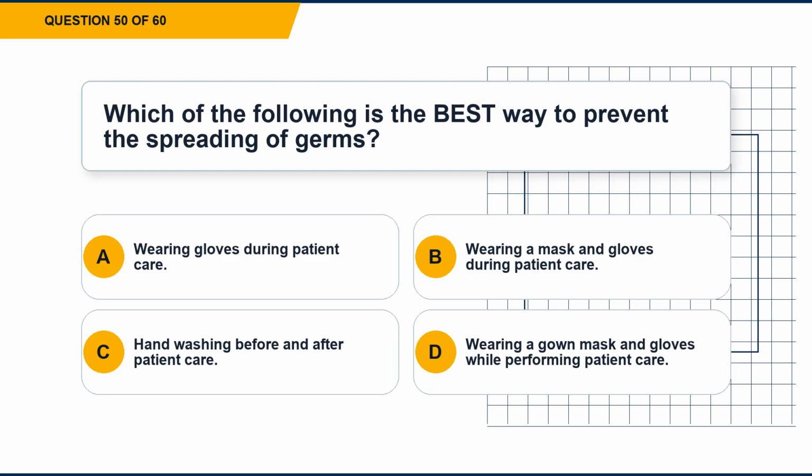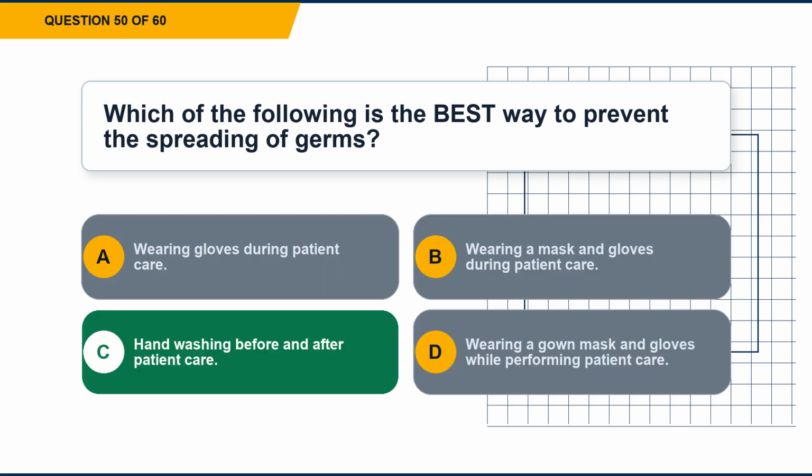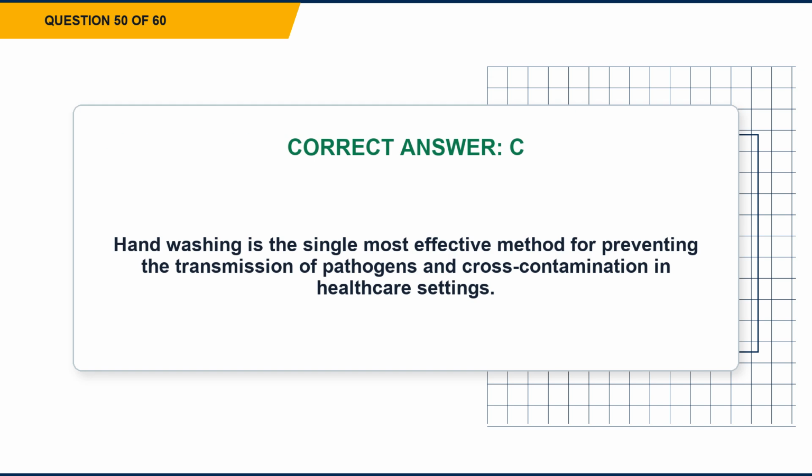Question 50. Which of the following is the best way to prevent the spreading of germs? Option A, wearing gloves during patient care. Option B, wearing a mask and gloves during patient care. Option C, hand washing before and after patient care. Option D, wearing a gown, mask and gloves while performing patient care. The correct answer is option C, hand washing before and after patient care. Explanation. Hand washing is the single most effective method for preventing the transmission of pathogens and cross-contamination in healthcare settings.